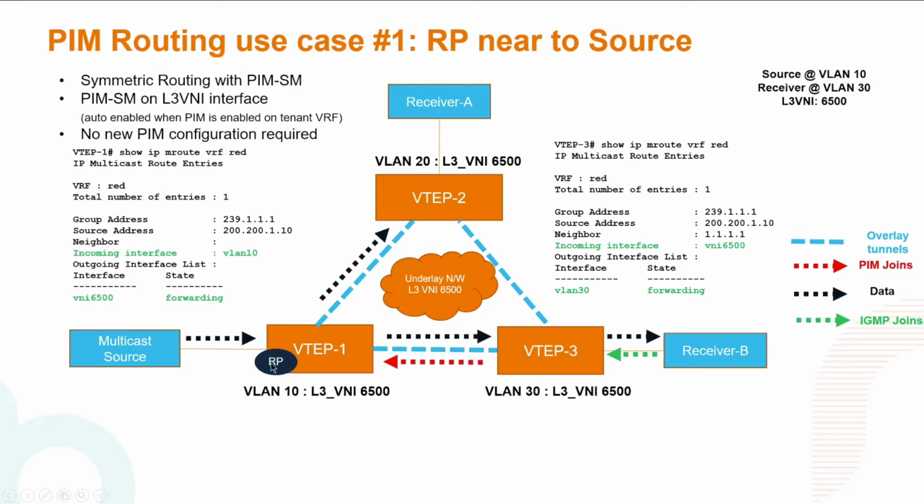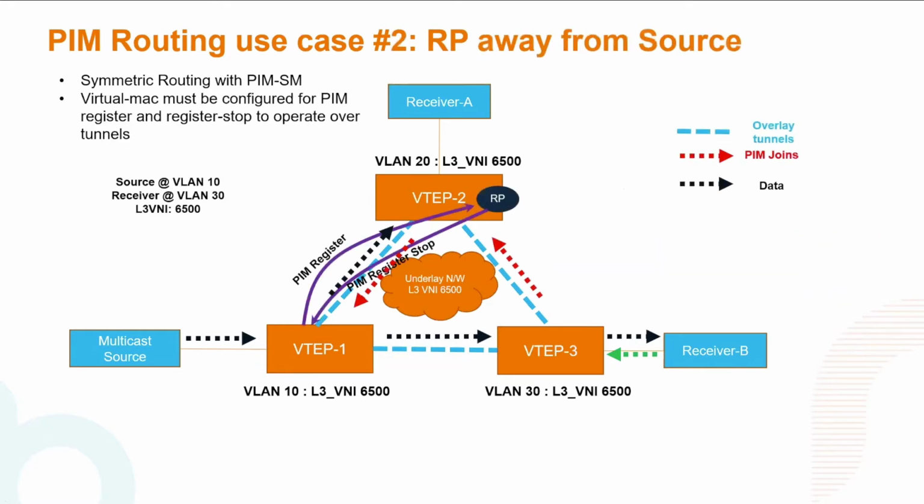In this case, I intentionally placed the RP on the source side only, so there is no need to register. But there are cases where we have the RP on a different VTEP than the source. So let's move to the next case, where the RP is away from the source.